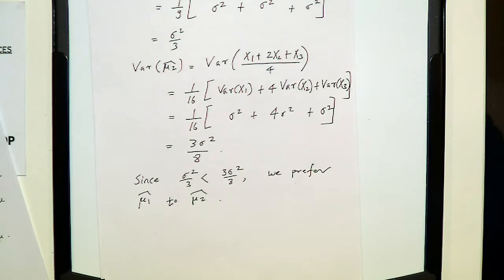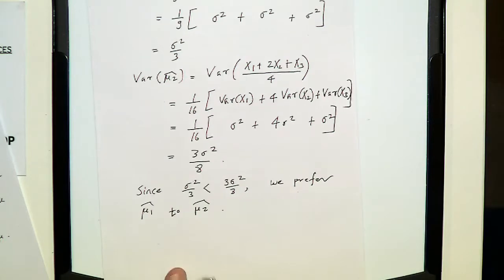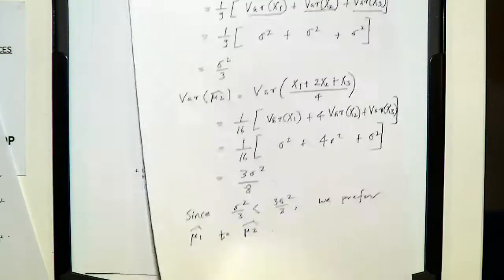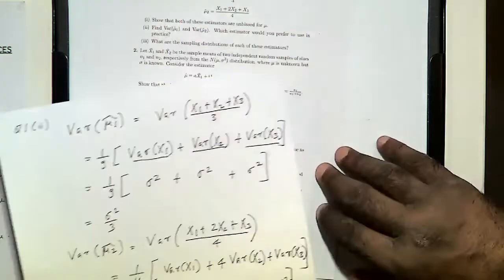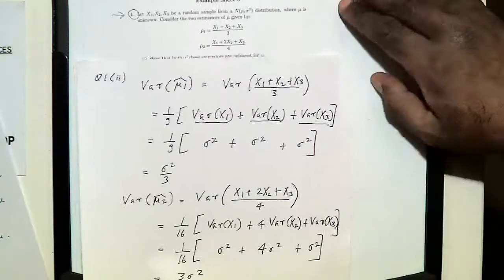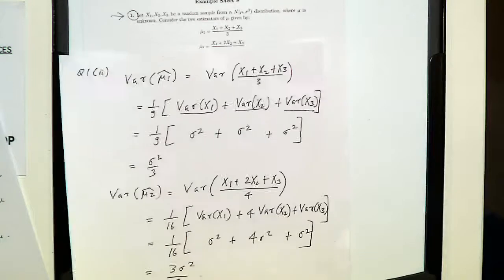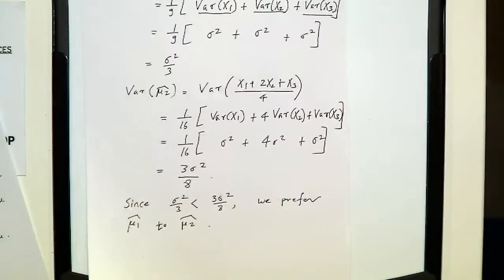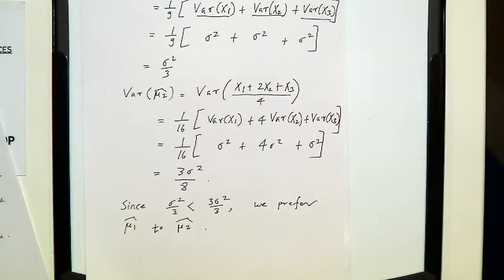Now the last part is asking you to find the sampling distribution of the two estimators. Remember, one of the properties I mentioned a long time ago is that if you have a linear combination of independent normals, then that itself is a normal random variable. Do you remember that or not?